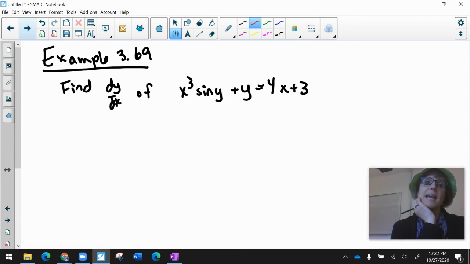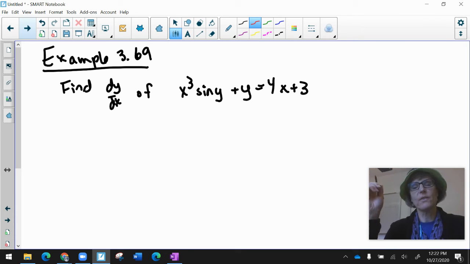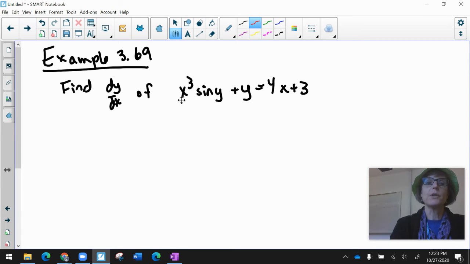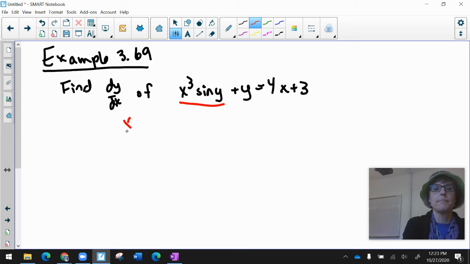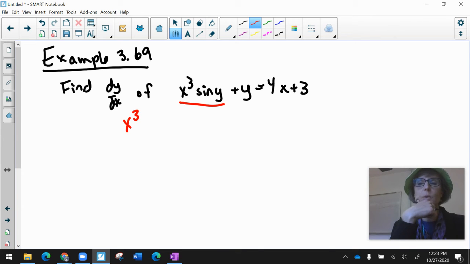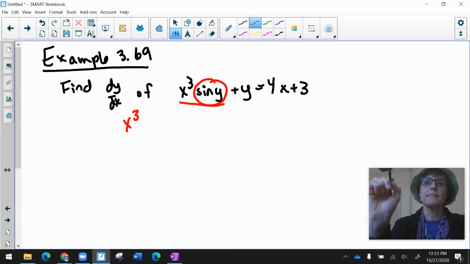So I want to look at example 3.6.9. I know that they go through the steps in the textbook, but I just felt like it would be good to go through it together. So I need to find dy dx of that expression. My first term here is 2 functions that are multiplied by each other, so I'm going to have to use the product rule. I'm going to take my first term and write it again, and that's x cubed. And then I've got sine of y here.